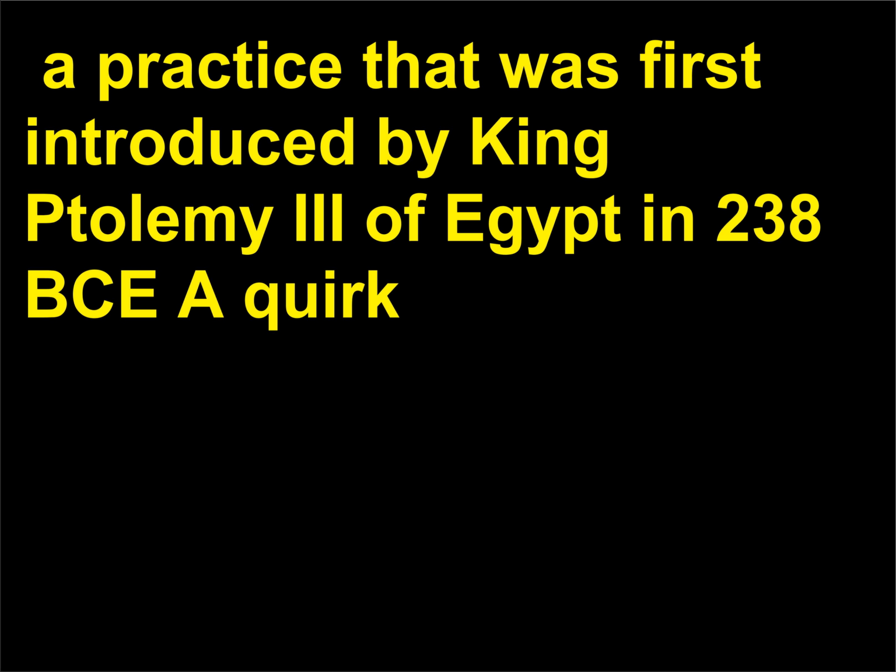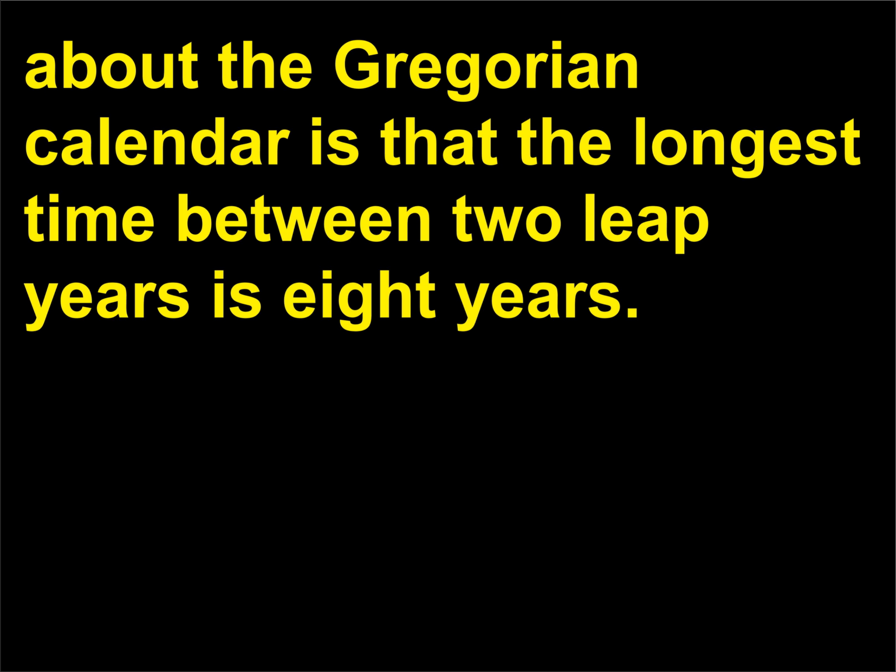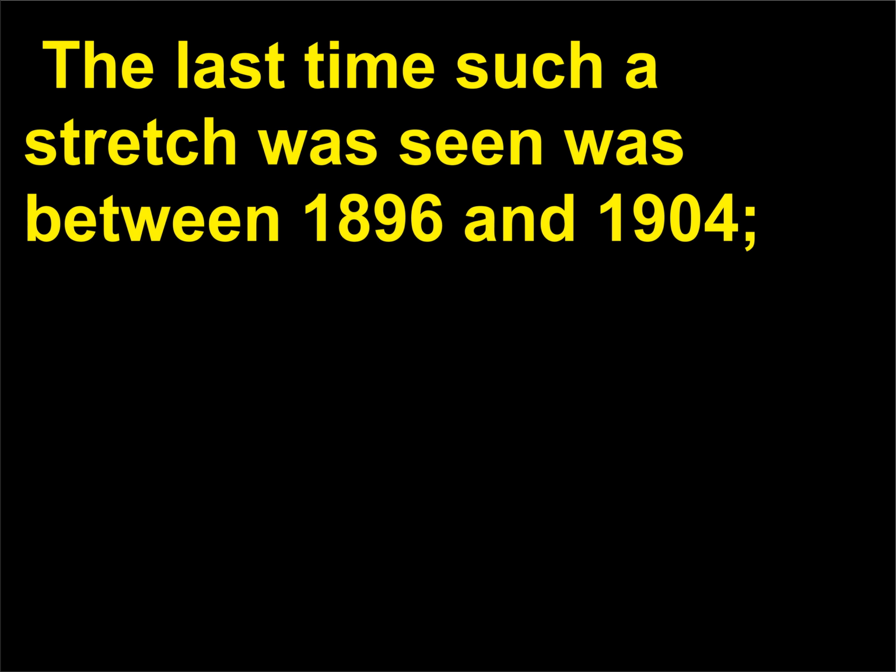A quirk about the Gregorian calendar is that the longest time between two leap years is 8 years. The last time such a stretch was seen was between 1896 and 1904. It will happen again between 2096 and 2104.